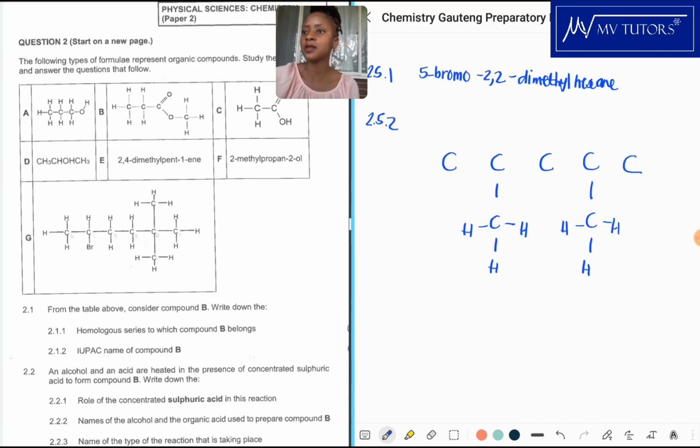Okay, 2,4-dimethylpent-1-ene. Okay, 1, 2, 3, 4. No. We already have 4 bonds around that carbon. So 1, 2, 3, 4. And 1, 2, 3, 4. And we are done with this long question.